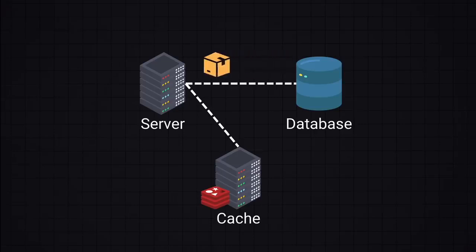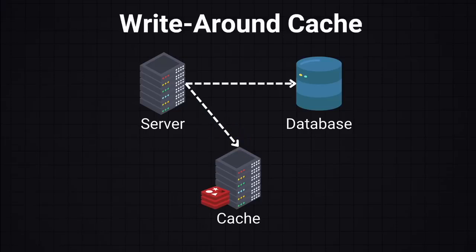And if the data is not in the cache, the server retrieves it from the database, returns it to the user, and then stores it in the cache for future requests. This is the case of write-around cache, where data is written directly to permanent storage, bypassing the cache. It is used when write performance is less critical.